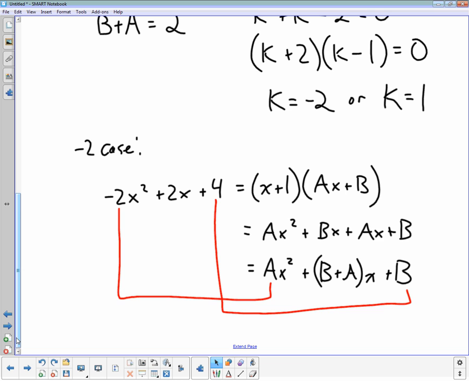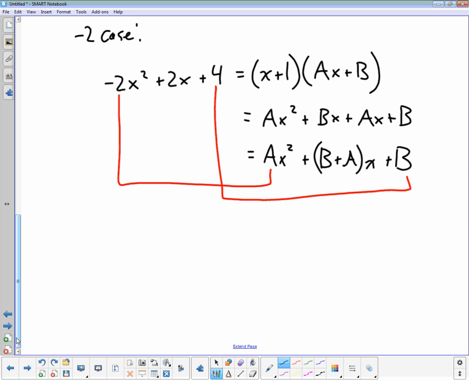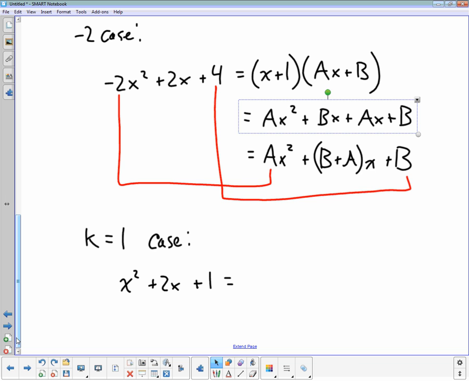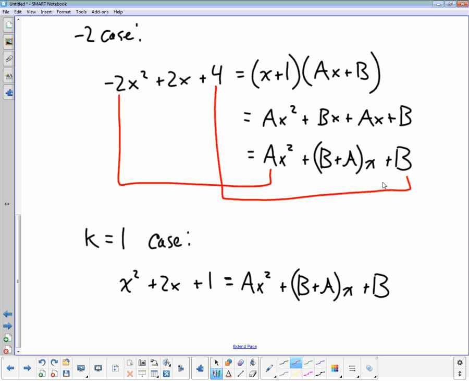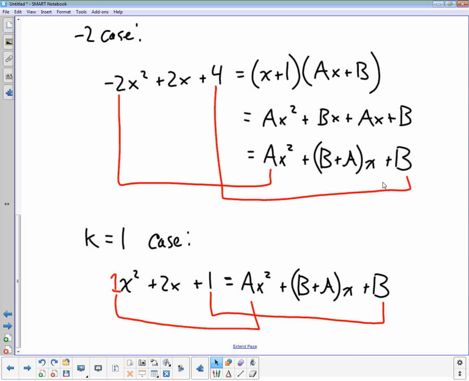Okay. And of course, for the k equals 1 case, now I've got x squared plus 2x plus 1 equals, and I'm just going to go ahead and jump up to this one, or rather to this one. And now b equals 1, and so does a. So this is a useful tool for solving some problems, okay? Because you can create equations using the 3 coefficients or more coefficients that you have. So don't be afraid of one like this, okay?